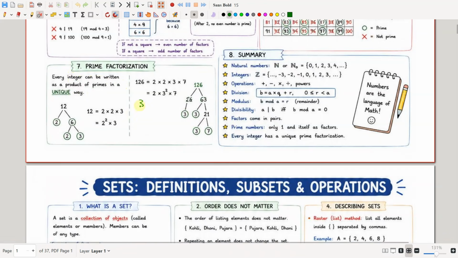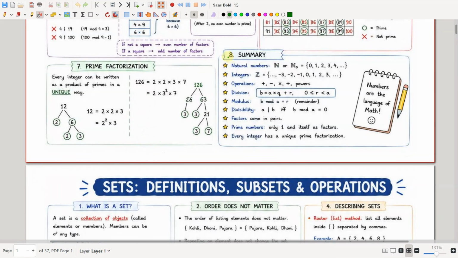See here, I can write 36 like this, right? 3 and 12, then again 3 and 4, and I can write 2, 2. So see here, I'm going to multiply all these last-end numbers and I will get 36. 2 into 2 is 4, 4 into 3 is 12, 12 into 3 is 36. So all these prime numbers will give me the value of the number given in the question. This is what we call prime factorization.